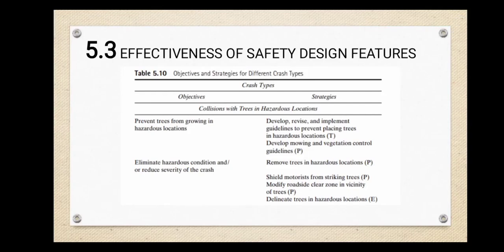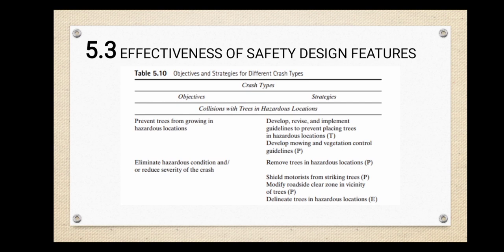Effectiveness of safety design features. The document Guidance for Implementation of the AASHTO Strategic Highway Safety Plan, published by the Transportation Research Board, consists of several guides, each of which gives a set of objectives and strategies to improve safety at specific locations. So, Table 5.10 gives some of these objectives and strategies for a few locations.